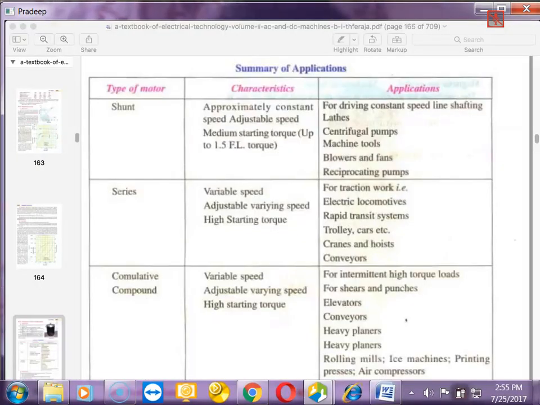This table is taken from the Electrical Technology Volume 2 BL Theraja textbook. In this table, the first column is the type of motor: shunt motor, series motor, and cumulative compound motor. In the second column, what is the characteristic? And finally, the last column is what the applications are. So again, just have a look at this. This is kind of a review of what we have done so far. I'll just give you a couple of minutes. If you have any doubts, feel free to ask.